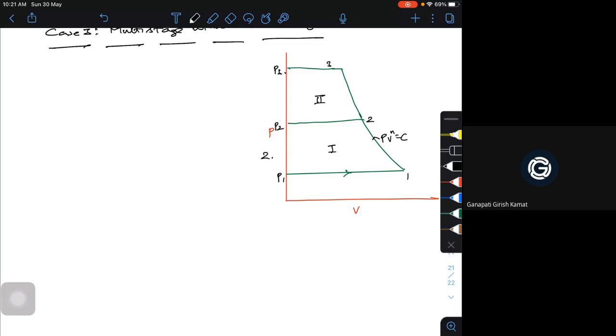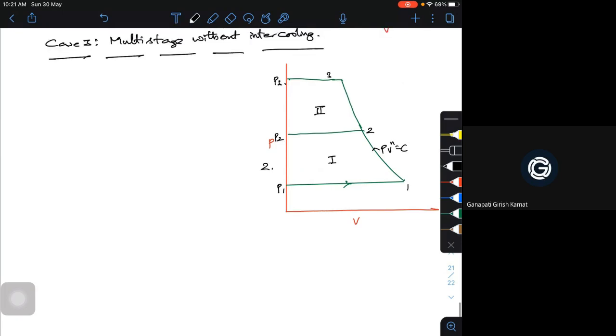Okay, then in that case, what is the value of C? In that case, what will happen? Intermediate, I have the volume. Okay, so P1C, the formula will be something like this. See, the work done condition for this is actually work is equal to work done in first stage plus work done in second stage. So the formula will be something like this.